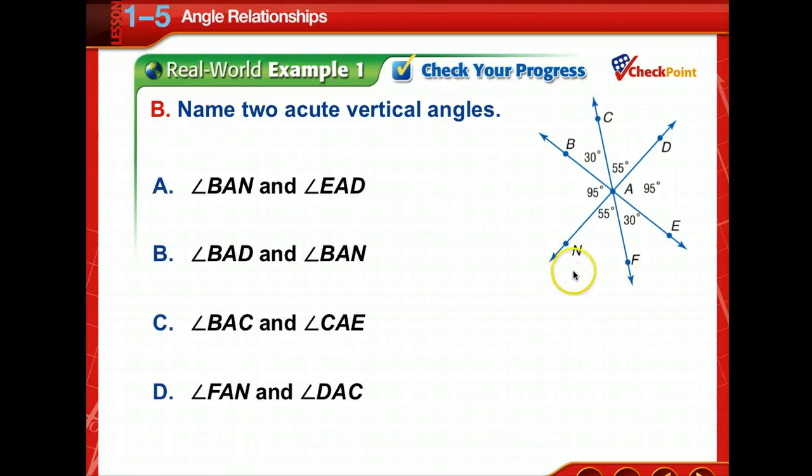How about two acute vertical angles? So pause the video for a moment to see that. Okay, FAN and DAC. So you know that they have the same measurement, 55. Okay, very good. See, BAC is given, but its vertical angle is FAE or EAF, and it's paired with CAE, so that is not correct. So you can see why some of these are not the good choices.